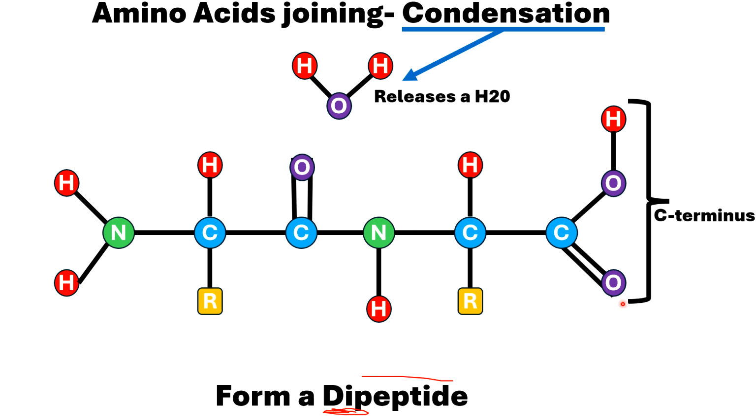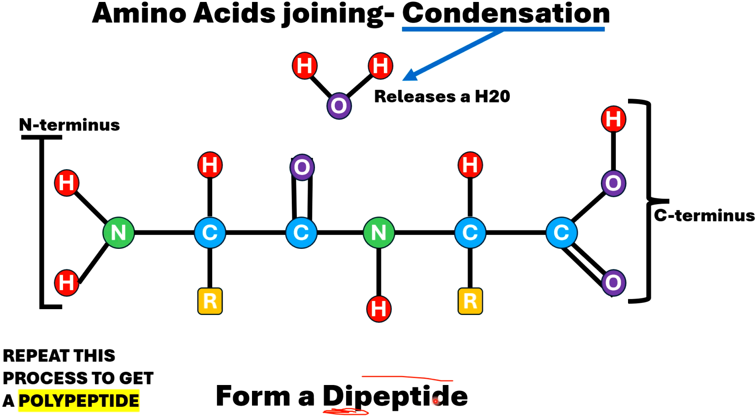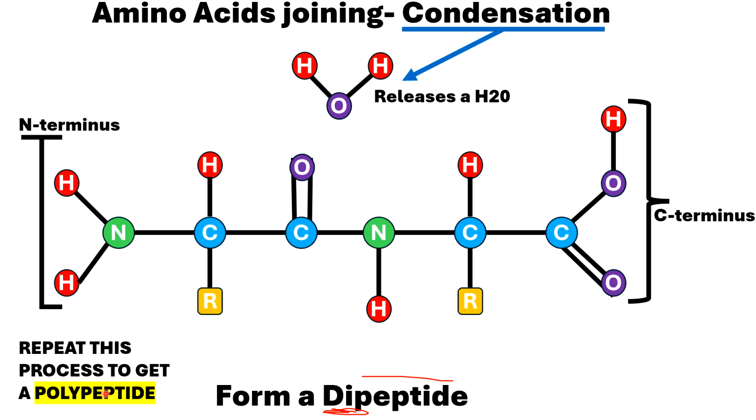Now, this is the C-terminus, the carboxyl group of this amino acid at the right, and this is going to be the N-terminus, the amino group on the left of this dipeptide. Now, if you repeat this process more times, you now have a polypeptide because it's 2 or more peptide bonds. Okay, so we have 1 peptide bond here. If we added more amino acids, we would have more. Okay, and that's why it's poly.